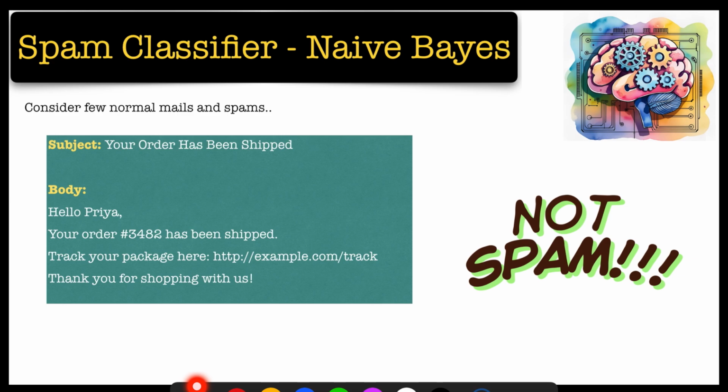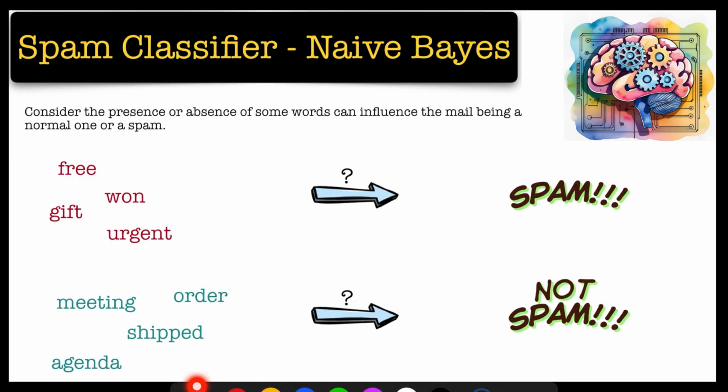Now, just looking at the emails, we can tell this is a spam email and this is not a spam email, right? But how can a machine learning model classify normal email and spam email? Consider that the presence or absence of some words can influence the mail being a normal one or spam. Of course, different types of mail datasets will have different types of words. A corporate email and an e-commerce email will not have similar words, right?